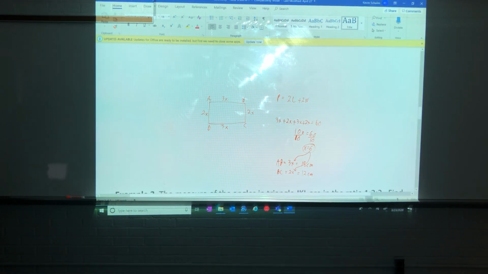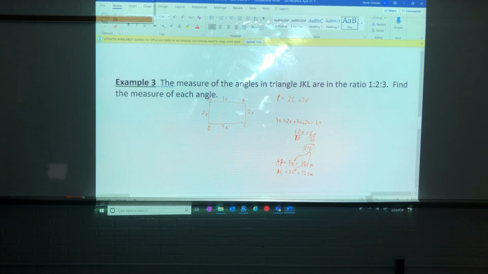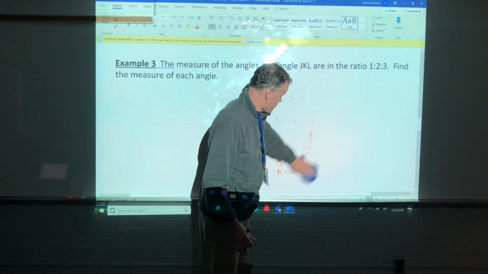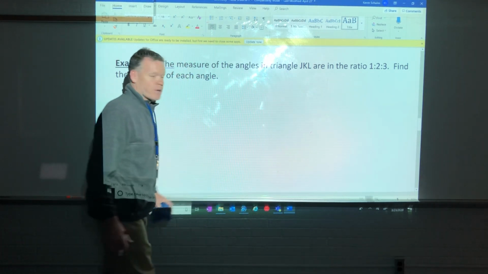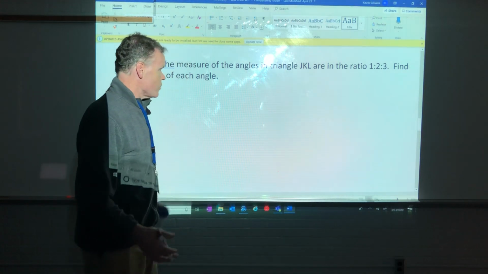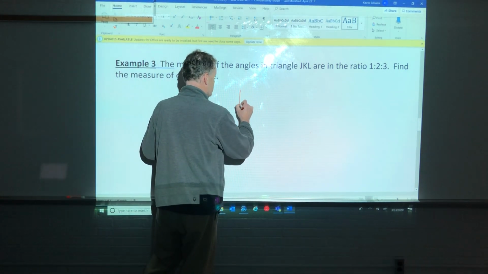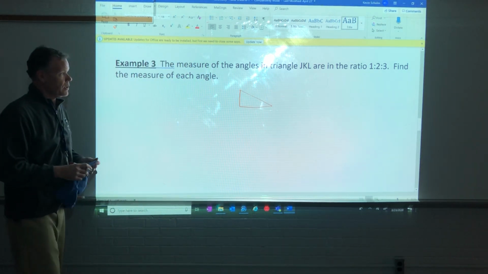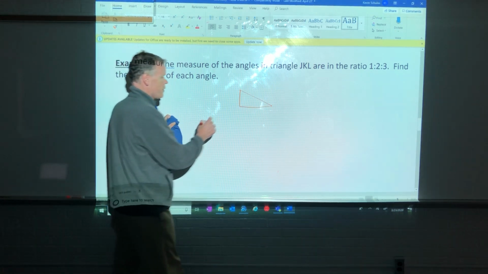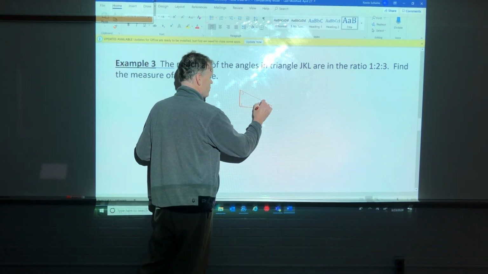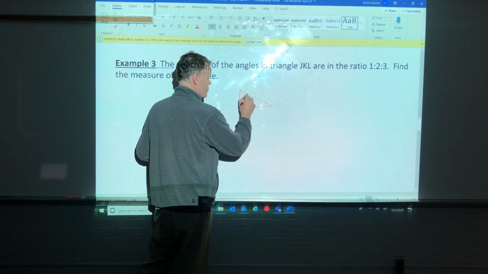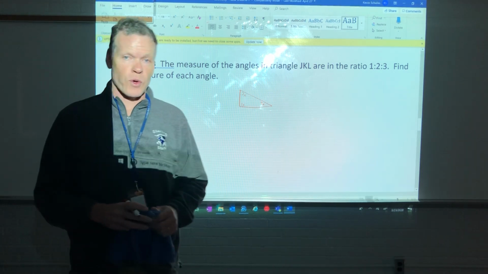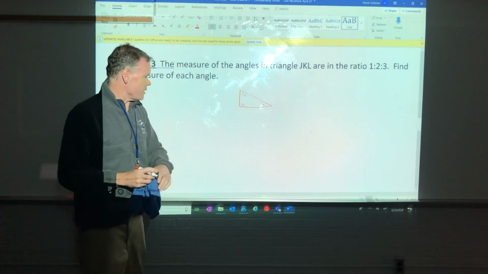Next thing we're going to look at is the measures of the angles in a triangle. Okay. In the particular triangle that we're talking about here, it's going to be in the ratio of 1 to 2 to 3. So we could just draw any triangle. And it'll be in the ratio of 1 to 2 to 3: 1x to 2x to 3x. Okay? So that's how we're going to basically label everything in the triangle.